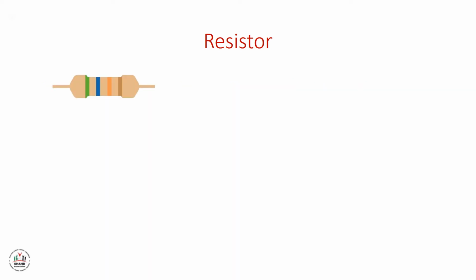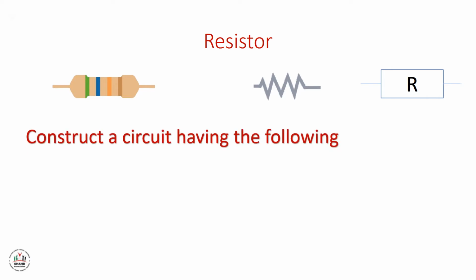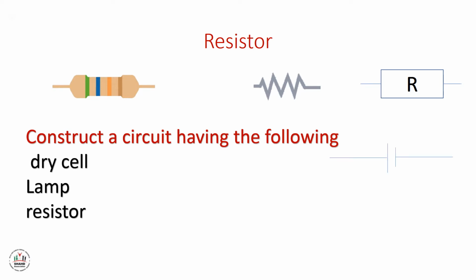This is the shape of a resistor. If we want to symbolize it in an electric circuit diagram, we can draw either this shape or this one. Now let's do an application in constructing a circuit. You have to construct a circuit having the following components: a dry cell, a lamp, and a resistor. First of all, we have to draw the dry cell like this shape, then the lamp, then the resistor. Finally, we have to connect all the components by connecting wires.